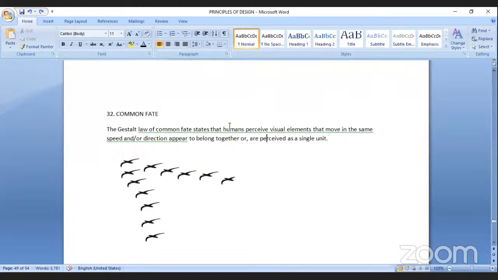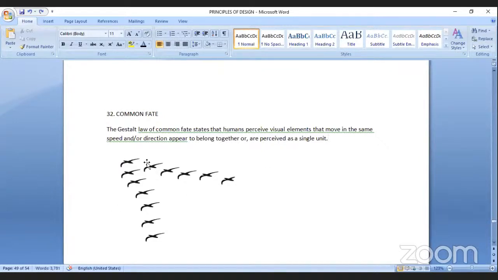Next, common fate. The Gestalt law of common fate states that... What is Gestalt law? They are a set of classic principles of visual perception. Common fate is one of them. Closure is another one. Continuity, symmetry, order, those are some of the Gestalt principles. So the Gestalt law of common fate states that humans perceive visual elements that move at the same speed or direction as belonging together, or as a single unit.